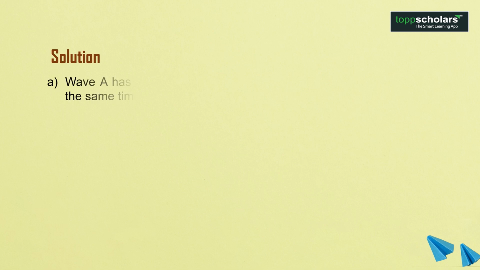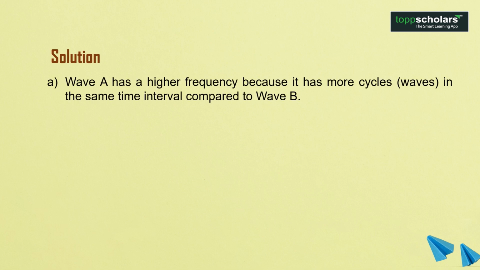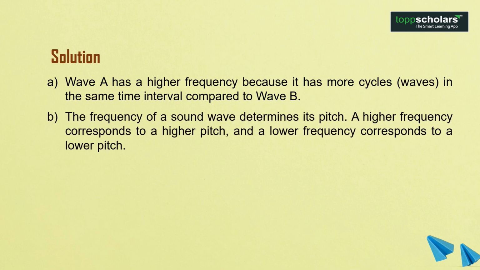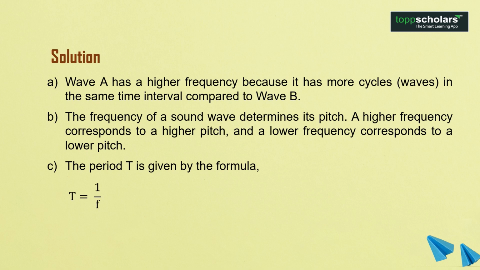Let us see the first part. So wave A has higher frequency because it has more cycles, that is more waves in the same time interval compared to wave B. Part B. The frequency of a sound wave determines its pitch. A higher frequency corresponds to a higher pitch and a lower frequency corresponds to a lower pitch. The time period T is given by the formula T is equal to 1 by f. That is 1 by frequency, which is 1 by 200, that is 0.005 seconds.